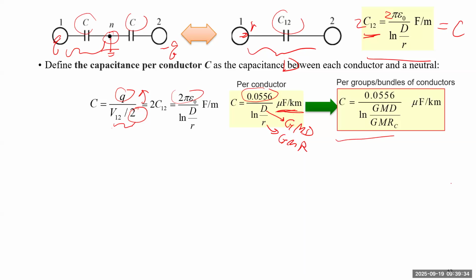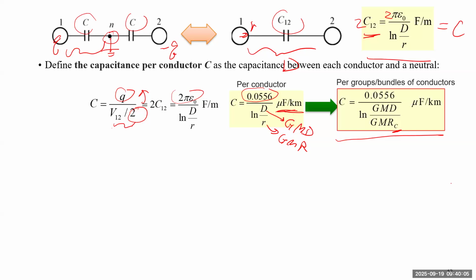So we can easily just take the same form of the formula and get this general formula. This formula is good for any case, no matter how many conductors you have in each bundle, in each group. When you calculate capacitance, you only need to calculate two things. The first one is the GMD, the geometric mean distance, and the second is the GMR. But here, we hesitate to use the same GMR as for inductance. We just call it GMRC.